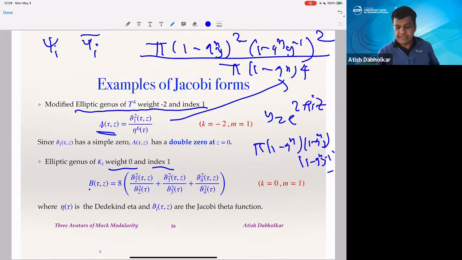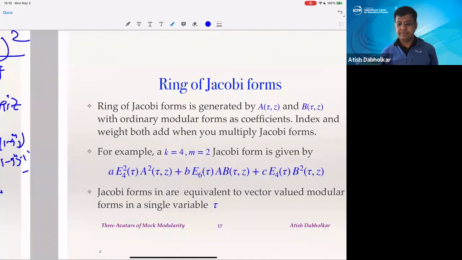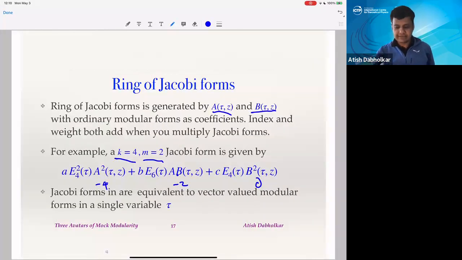But if you know that the elliptic genus of K3 is a weight 0 index 1 Jacobi form, then you don't even have to lift your pen. You know what the answer is, because there is a unique Jacobi form with these properties, and it is this. So you can immediately calculate many things without actually doing a physics calculation.